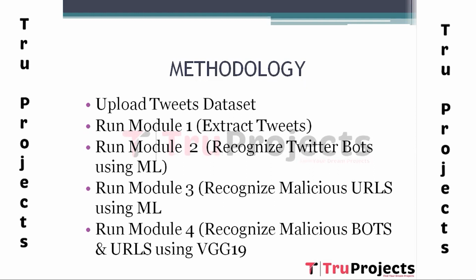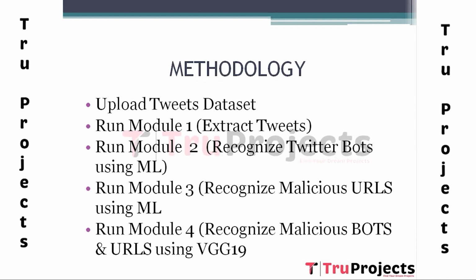Next module, run module 2, recognize tweet bots using machine learning. By this module, we are going to extract features from the tweets such as activity, anonymity, and amplification. Activity refers to finding tweet frequency, anonymity refers to account information, and amplification refers to the retweet count. By this module, we are going to check whether an account is normal or a bot.